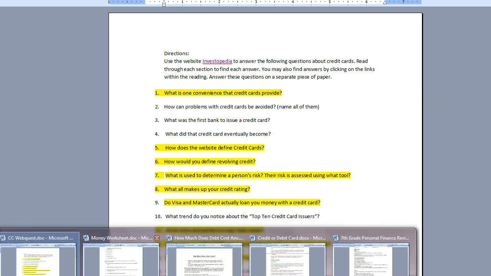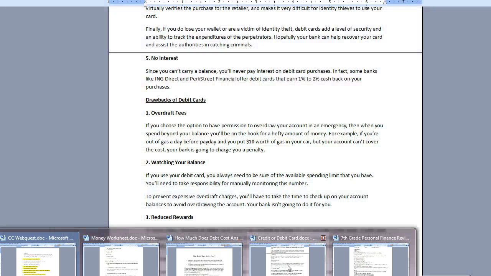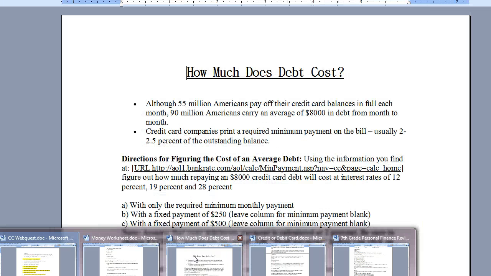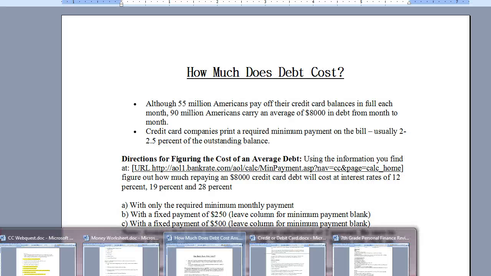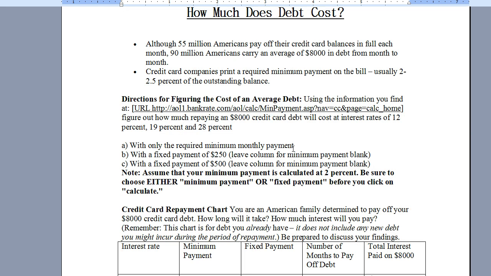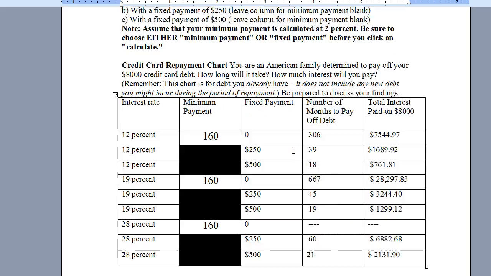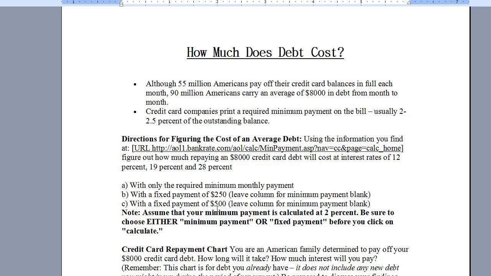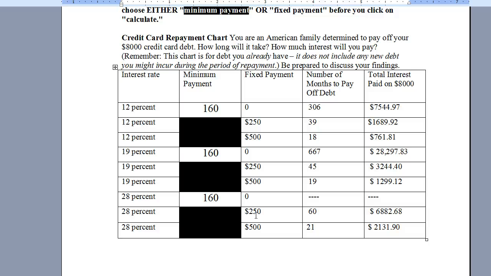Alright, let's go to looking at the difference between... well, actually, let's go here. Okay, and computers, right? So, okay, there we go. How much does debt cost? This one is particularly important for understanding the concept of the minimum payment. Alright, you really need to know and understand how minimum payment works.